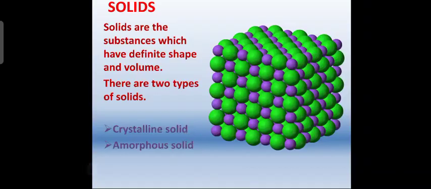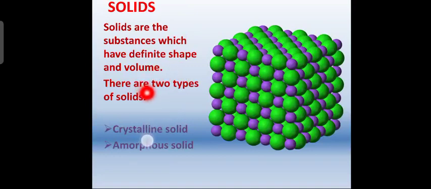Next slide. Now what are solids? Solids are the substances which have definite shape and volume. You can see here the picture of a solid. It has got definite shape, and then it occupies a definite volume. This compound has got definite shape. So these are called what? Solids. So solids are substances which have got definite shape as well as volume.